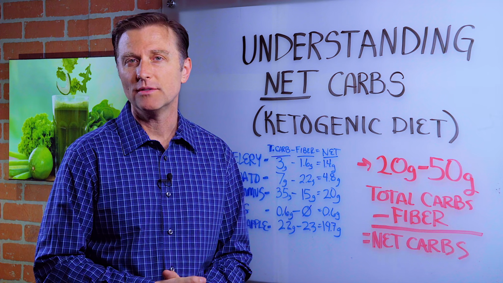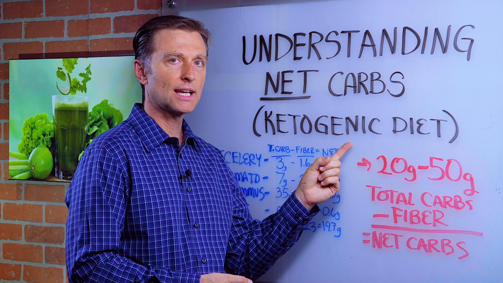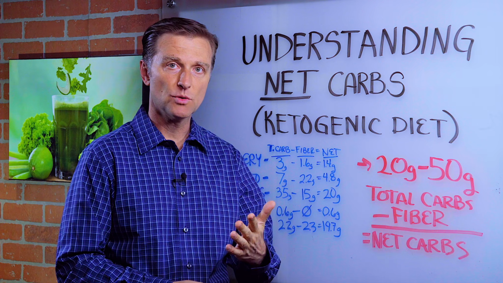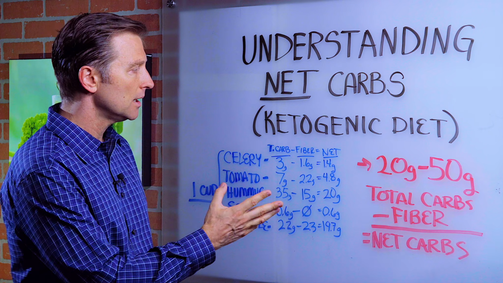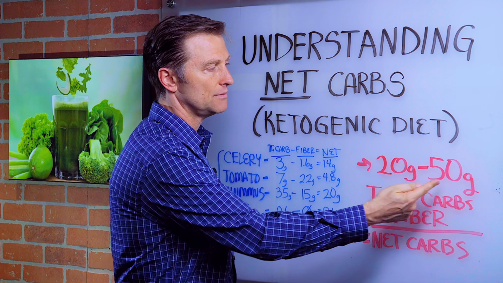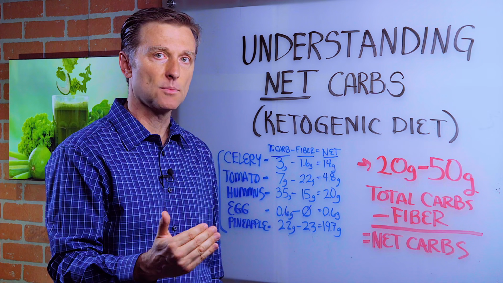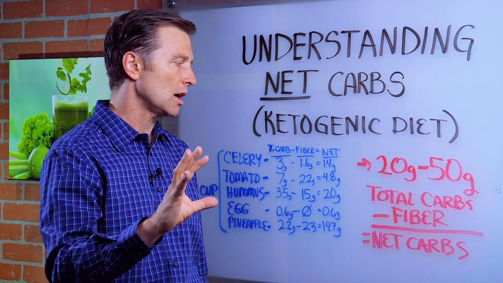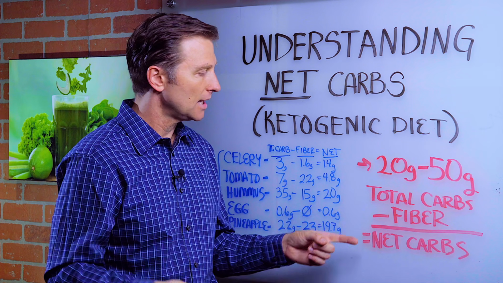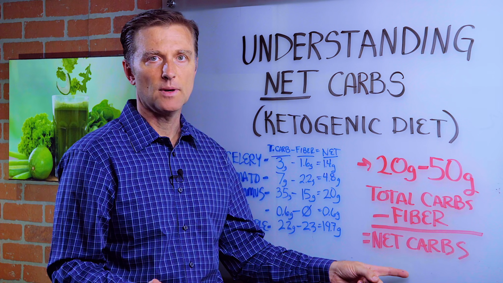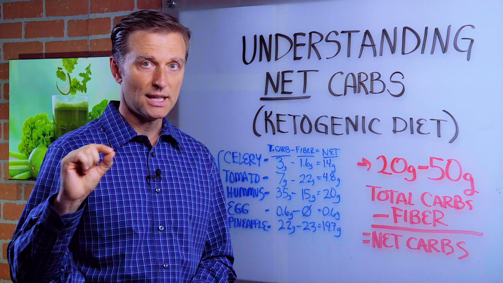Hey guys, I want to do a quick video on understanding net carbs in relationship to a ketogenic diet. For those people that are new to it, let me just explain what that means, net carbs, because normally we recommend 20 to 50 grams per day of carbohydrate, but it's net carbs, okay, not total carbs. Basically, you take the total carbs minus the fiber and that equals the net carbs. That's simple. Fiber typically has really no response with insulin.